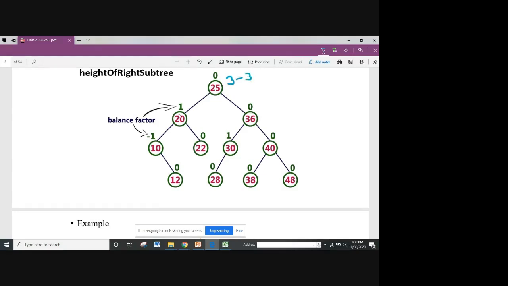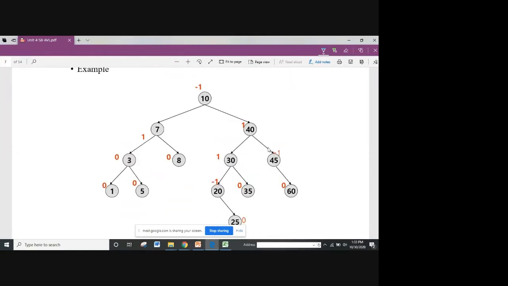Similarly, here, what is this height? Two, minus only one. 1. So this is how you have to follow. When you look into this also, I think you could understand. What is the height of the 10 left subtree? Three. Minus four. 1, 2, 3, 4 levels are there. So the height of the right subtree is 4. That is, it is minus 1.